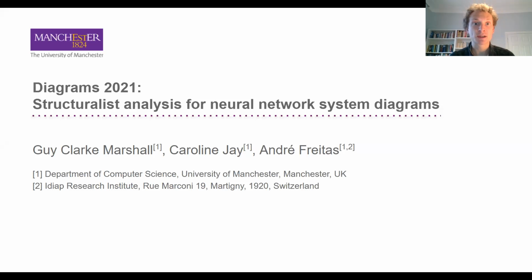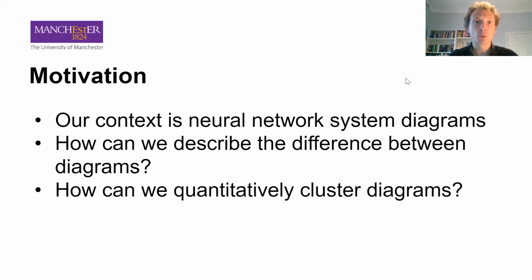This paper was presented at Diagrams 2021 about structuralist analysis for neural network system diagrams. So our motivation for this was within the context of neural network system diagrams used at scholarly venues, like in conference proceedings. How can we describe the differences between these diagrams based on the things that we see from those diagrams themselves, and how can we quantitatively cluster diagrams?